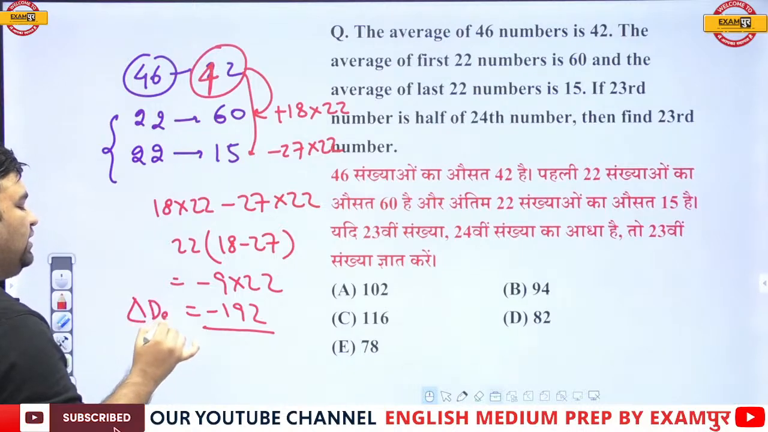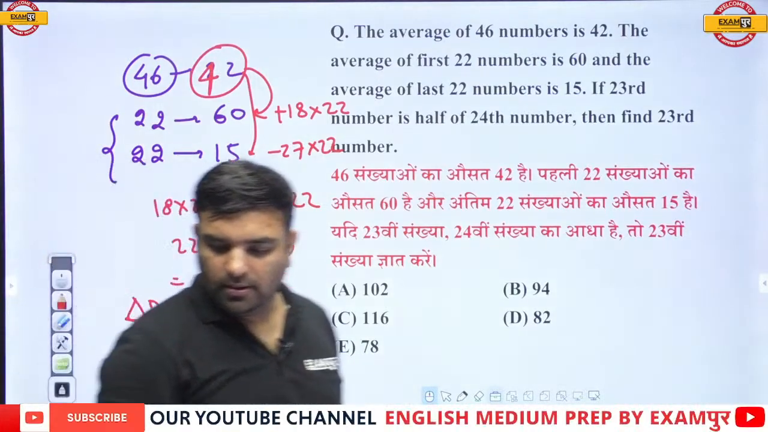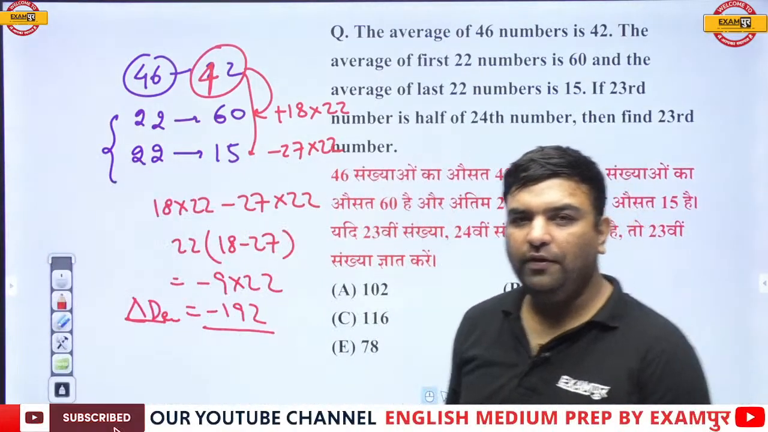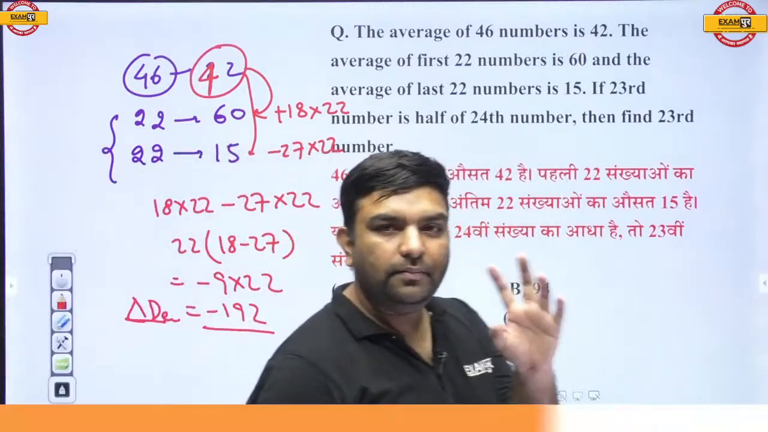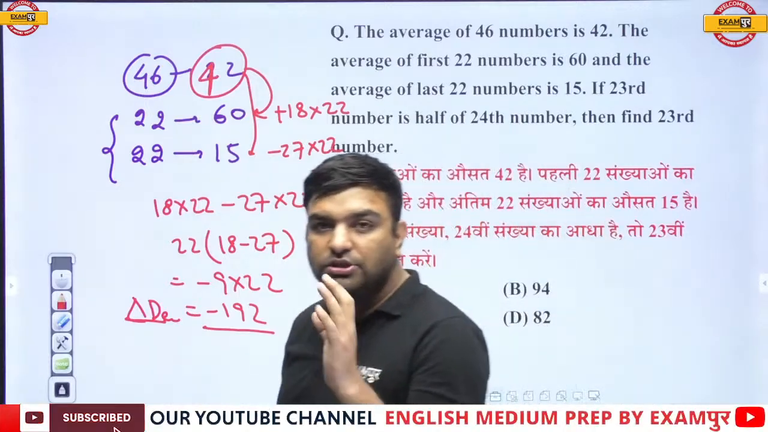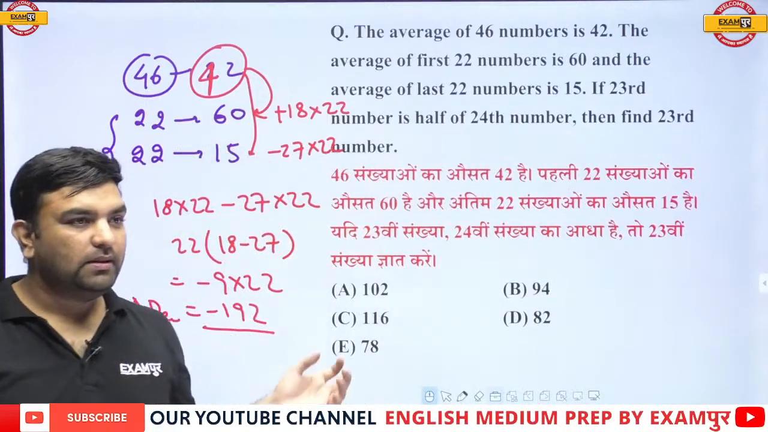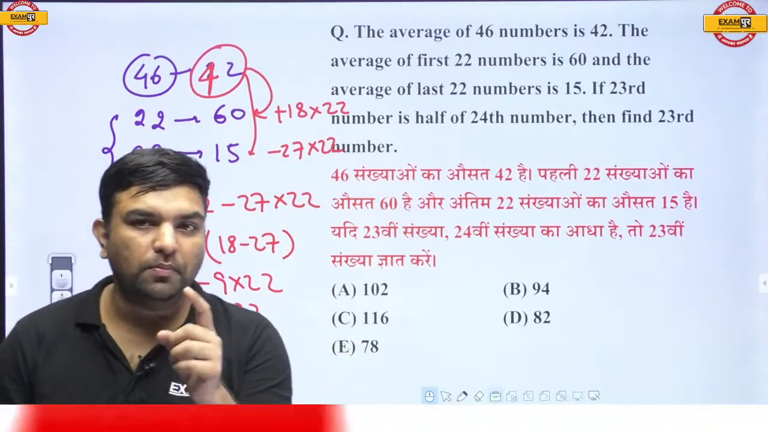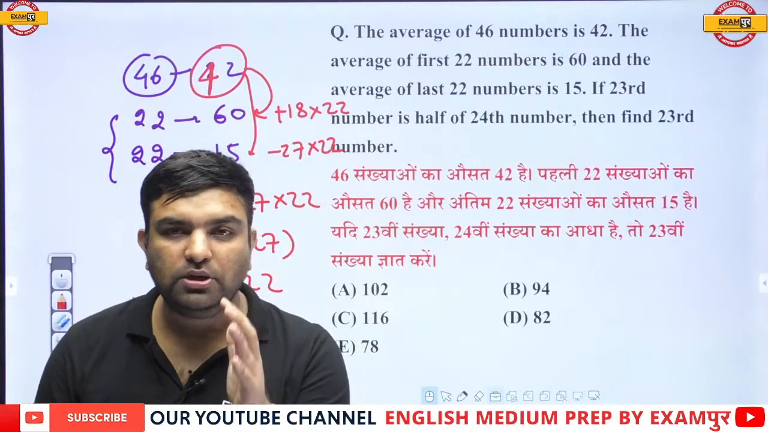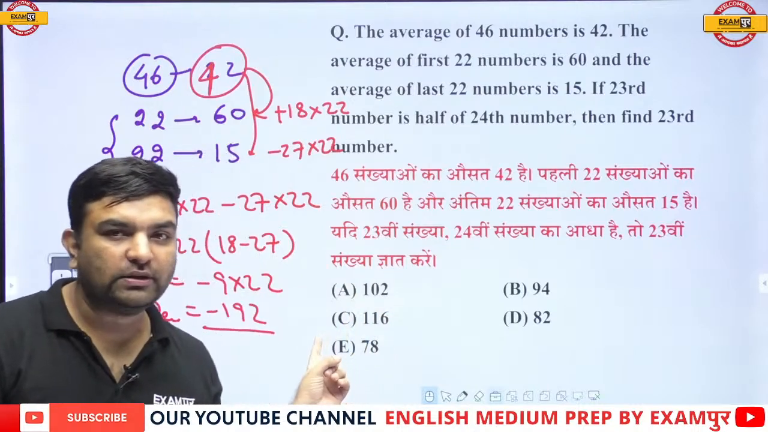Overall deviation 198. Okay, why is this deviation of 198 there? Why this loss of 198 is there? Because two numbers are missing. So because of those two numbers, this is the loss. So those two numbers should be 198 more than their average.